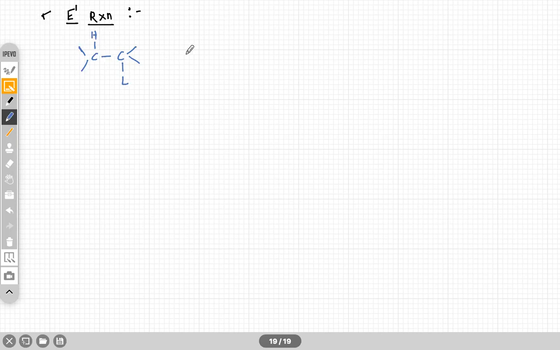The E1 reaction, the general reaction I have already given you, which is this: carbon, carbon, one leaving group here, and one hydrogen present here, in presence of base. If we heat this, delta means we are heating it, it converts into an alkene plus HB plus the leaving group goes out. This is the overall reaction. What is the mechanism of the reaction?